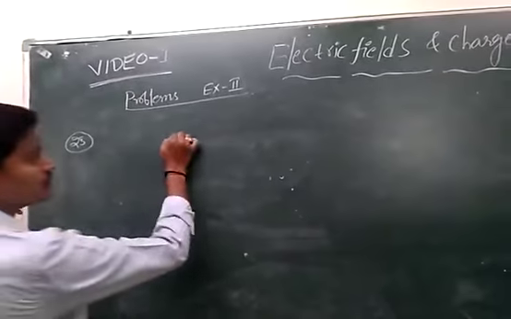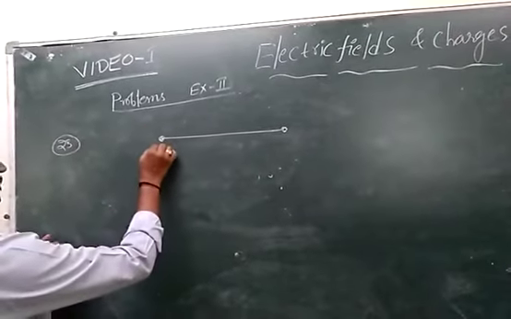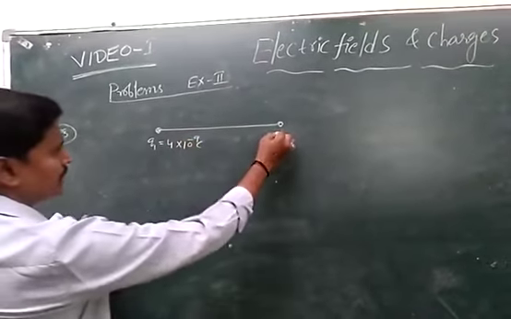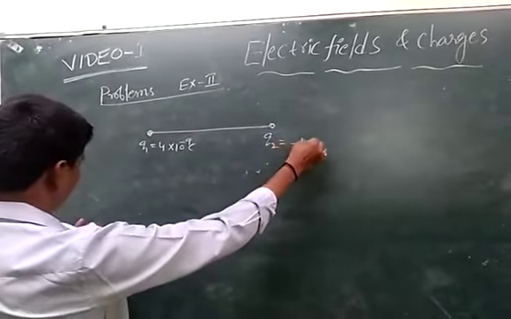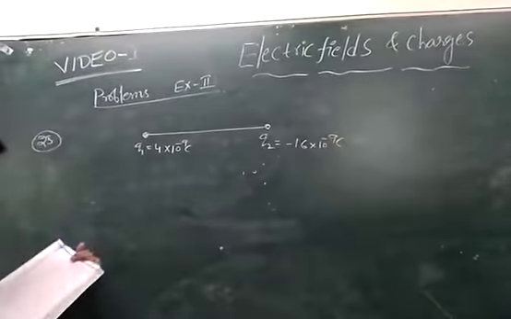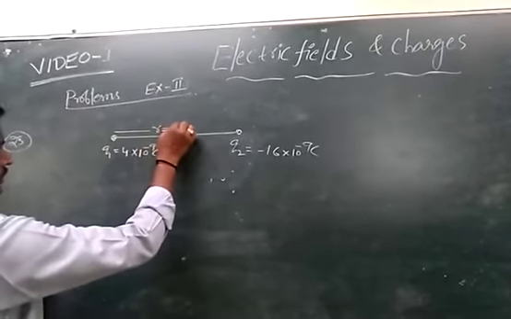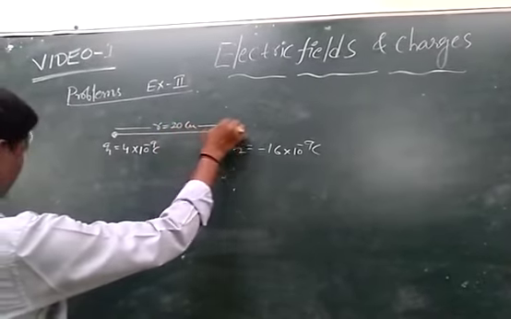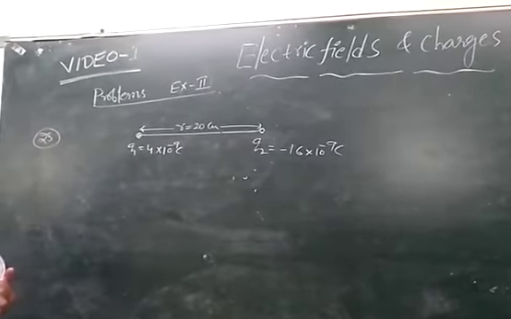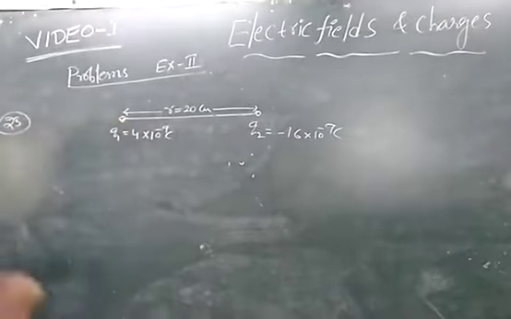Then two charges. Q1 is equal to plus 4 into 10 power of minus 9 coulombs. Then Q2 is equal to minus 16 into 10 power of minus 9 coulombs. These two charges are separated by a distance R is equal to 20 centimeters. Then find the position of the neutral point from the smaller charge.